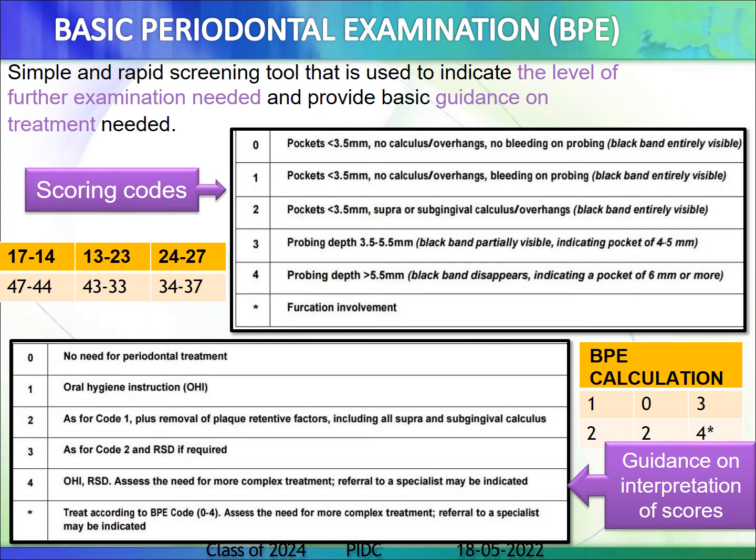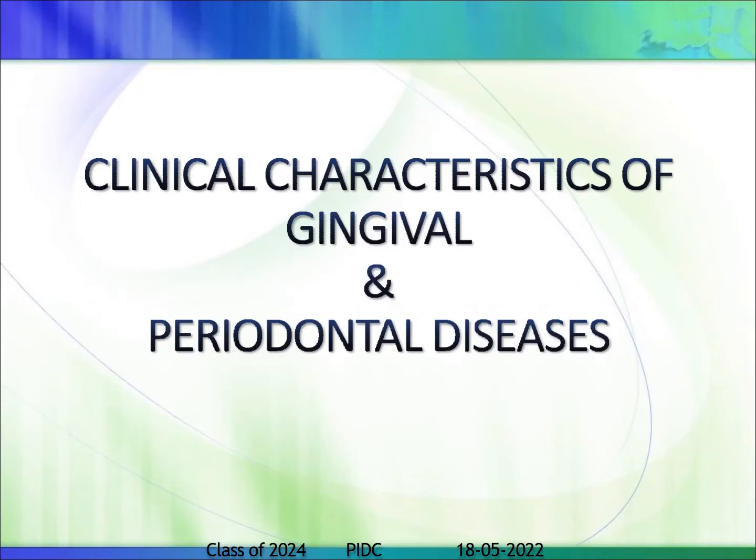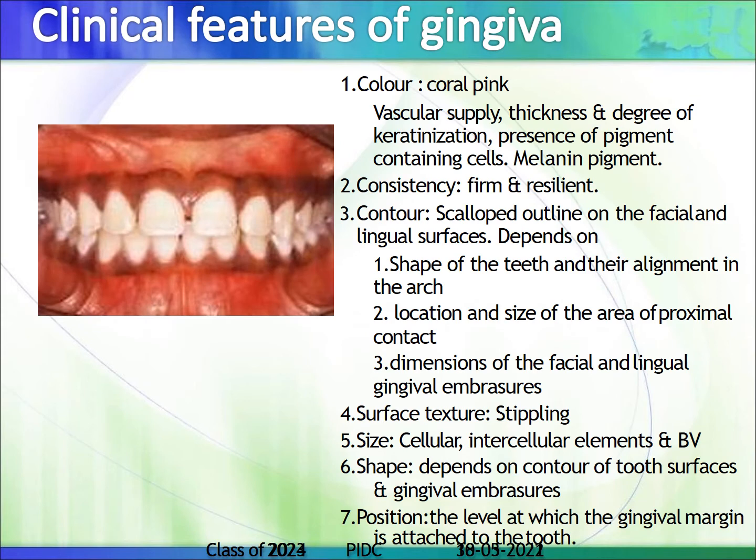This is very important. So coming on to the clinical characteristics of gingival and periodontal disease. As you all know, I think we have already had a class on clinical features of gingiva, and we've already had a healthy periodontium class. A Google Meet lecture was also given for you based on the clinical features of gingiva. Just go through all of them and read this slide once more.